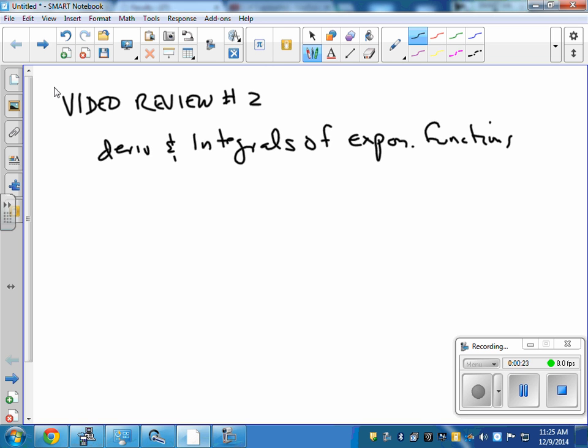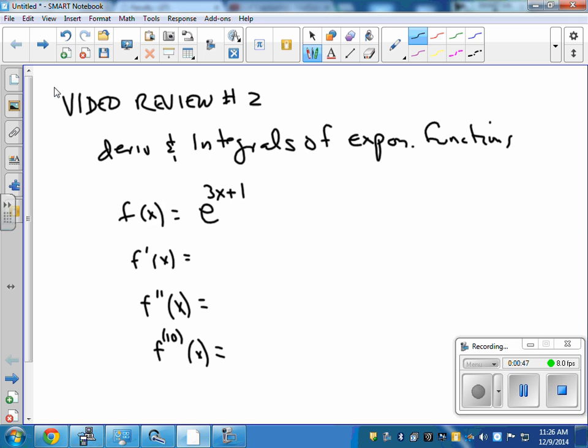Okay, so here's the typical problem. f(x) = e^(3x+1). What is the rate of change? And in fact, to make it a little bit more intriguing, let's ask what is f prime and also f double prime. And in fact, let's find the 10th derivative, right? So if we can find the first and second, there should be an obvious pattern, and you should have the 10th.